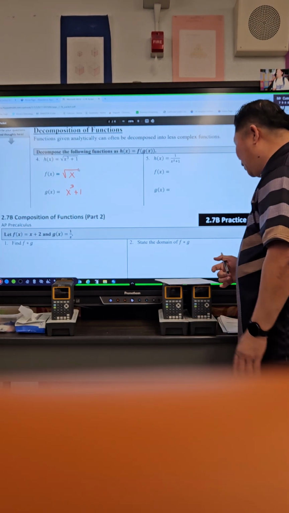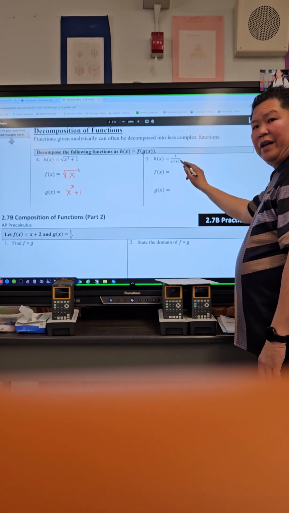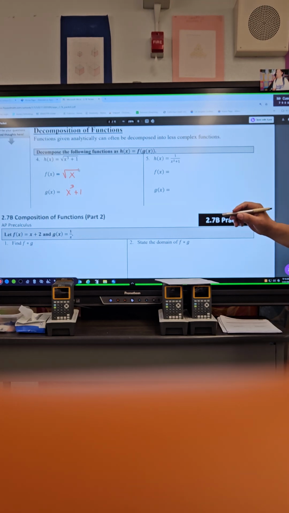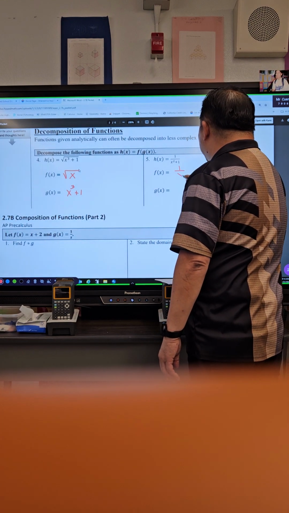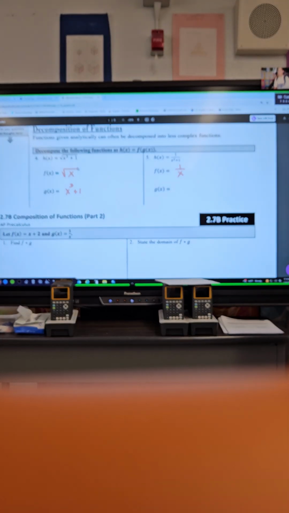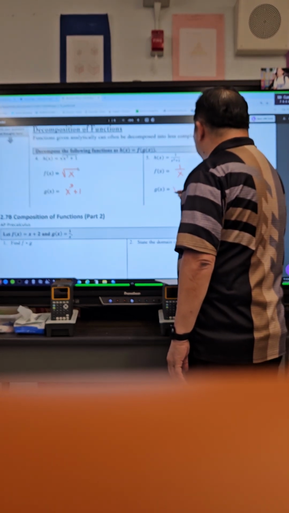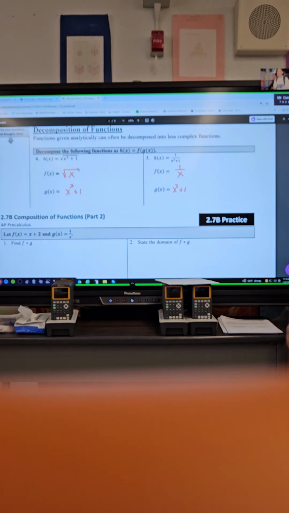So how do we decompose this now? Is this now the imaginary x right here? Yes, it is, right? That's the imaginary x. So therefore, the given function, f function, is 1 over x. Okay? And what do you think is the g function? x squared plus 1. Very good. Thank you, Isabella. So x squared plus 1. This is a decomposition of functions.